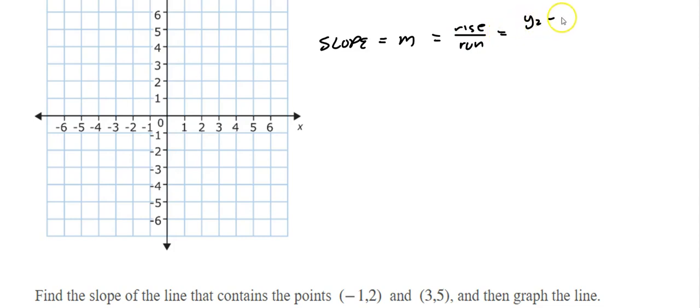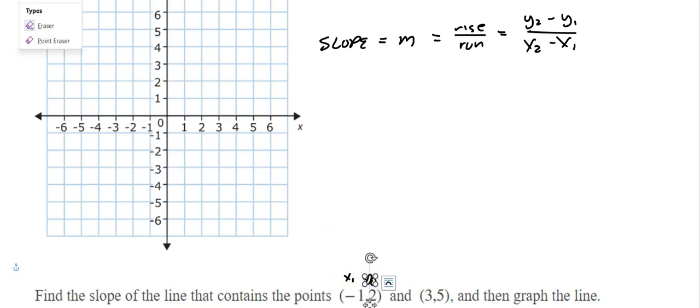equals y2 minus y1 over x2 minus x1. Well, let's look right here. Find the slope of the line that contains the points (-1, 2) and (3, 5). Well, let's denote this one as x1 and x... Oh, I'm very sorry. That's y. That would be a y there.